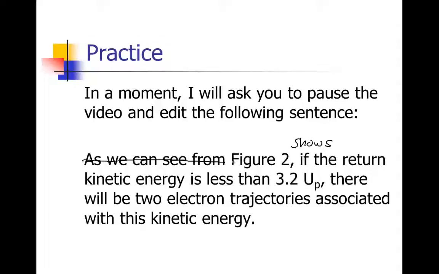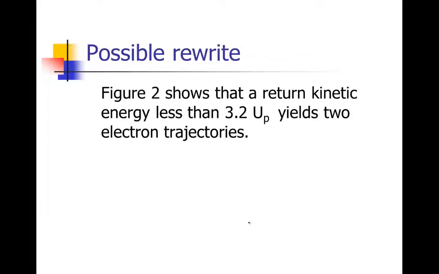Figure 2 shows if the return kinetic energy is less than 3.2, let's just say figure 2 shows that a return kinetic energy less than 3.2 UP, that's now the subject of this clause, that a return kinetic energy less than 3.2, how about just that it yields 2 electron trajectories. We don't need to repeat that kinetic energy. So something like figure 2 shows that a return kinetic energy less than 3.2 UP yields 2 electron trajectories.